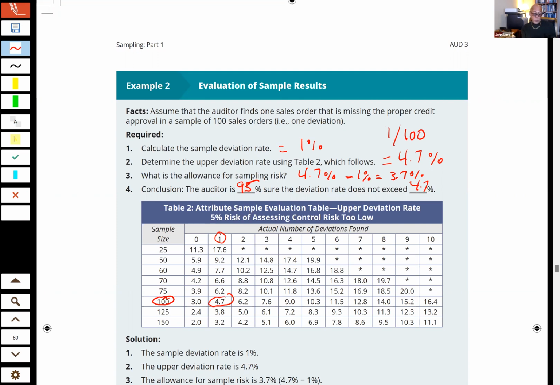Now, if I had pulled all the sample sizes and whatnot from the 1% risk of assessing control risk too low, then I'd be what? 99% confident. If I had pulled my sample and evaluated it at the 10% table, then I'd be what? 90% sure. Okay.